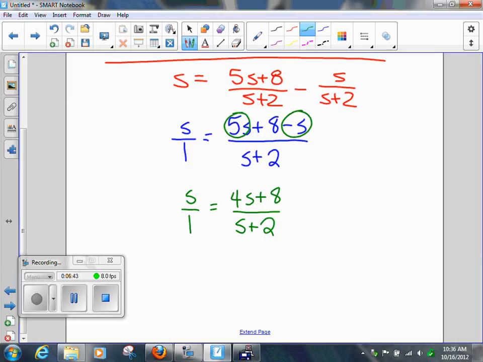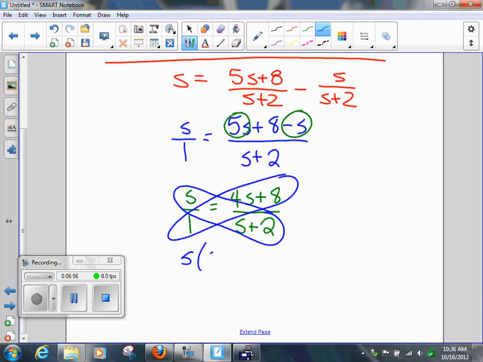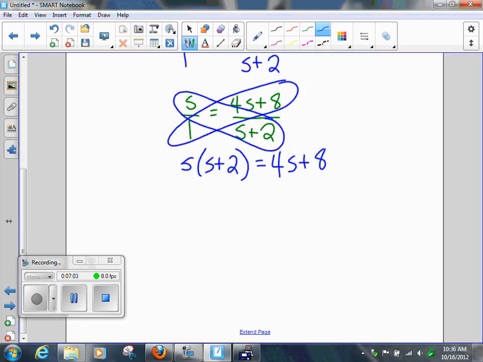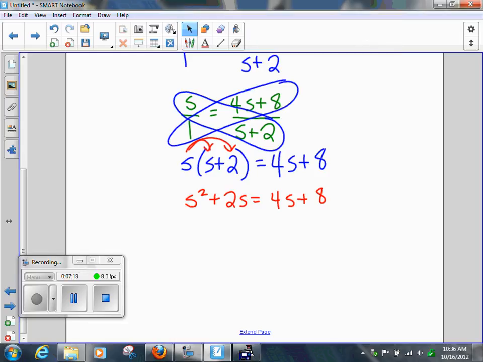What can I do now? Why can I cross multiply? Because I have a proportion. I have one fraction equal to another fraction. So here we go. This is the easy part. S times s plus 2 is equal to 1 times that thing, which is that thing. Right on? Yeah? No response. Distribute on the left. S squared plus 2s equals 4s plus 8. I ought to hear bells and whistles going off in my head. Why?